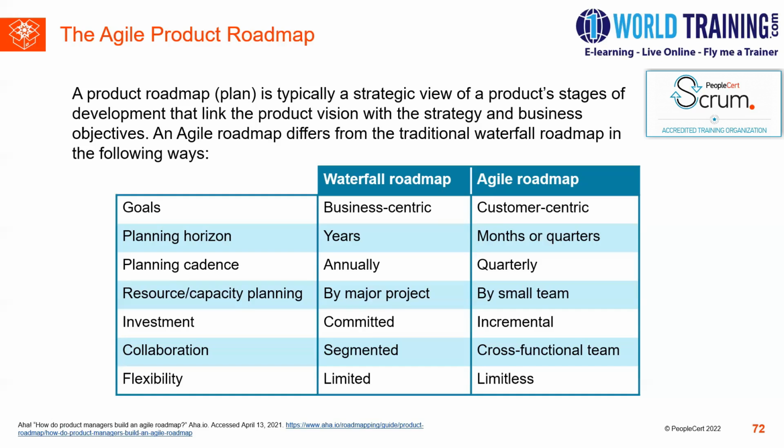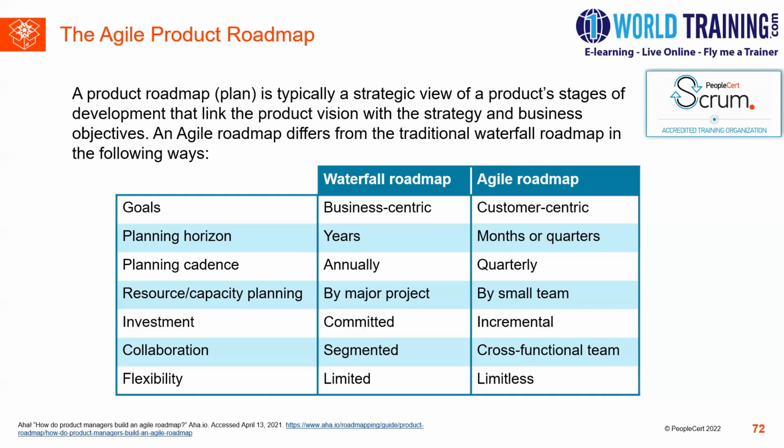In the waterfall model, specifically from the perspective of collaboration, it is more segmented. It is more of a siloed approach. But in the agile roadmap, the teams are cross-functional. They are there to collaborate. They will work out all the odds to solve those problems or issues, or they will work on those user stories. So it's a cross-functional team and approach.